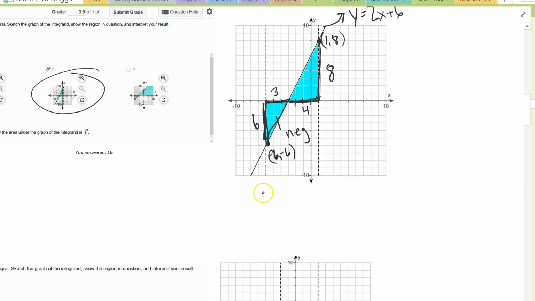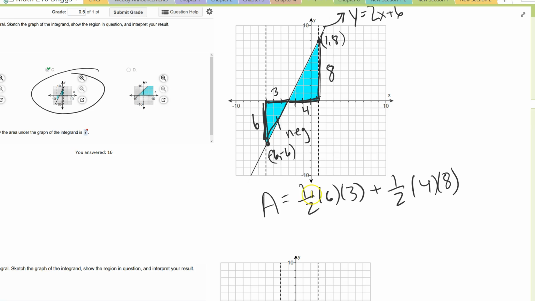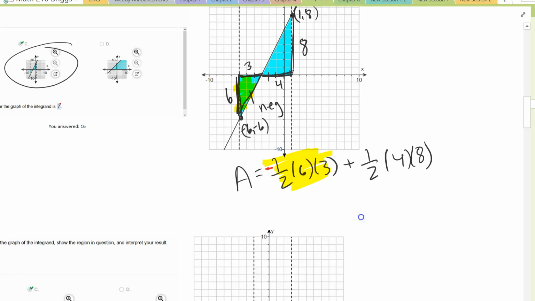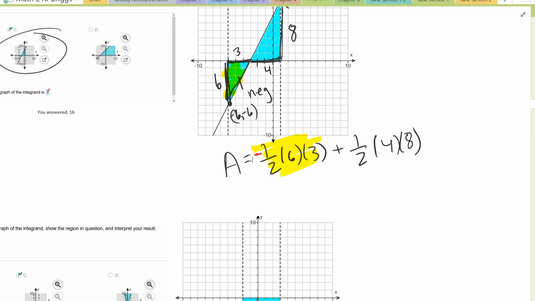So the area is going to be 1/2 times 6 times 3 plus 1/2 times 4 times 8. But one thing to keep in mind, that this area is negative. So I need to put a negative out front. So 6 times 3 divided by 2, this would be -9 plus 16.